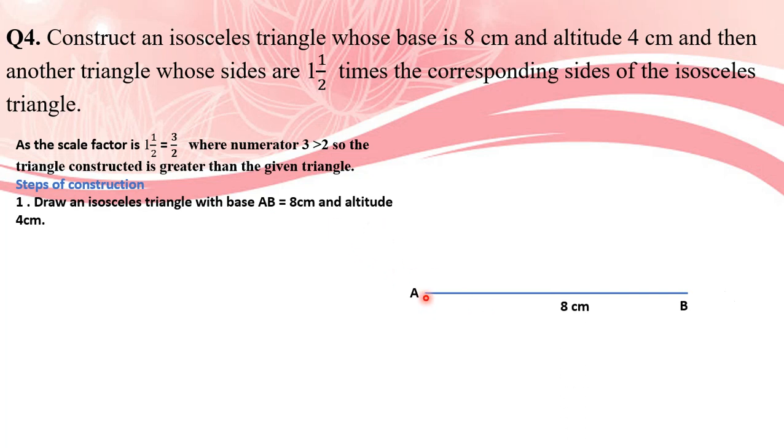For making the altitude of this line segment, we have to draw the perpendicular bisector of this line segment AB. With the help of a compass, open the compass more than half of this line segment AB and cut arcs upside and downside of this line segment AB. So we get two intersecting arcs, and when we join these two intersection points of the arcs, we get a perpendicular bisector which intersects the given line segment at a point. Let the name be M.